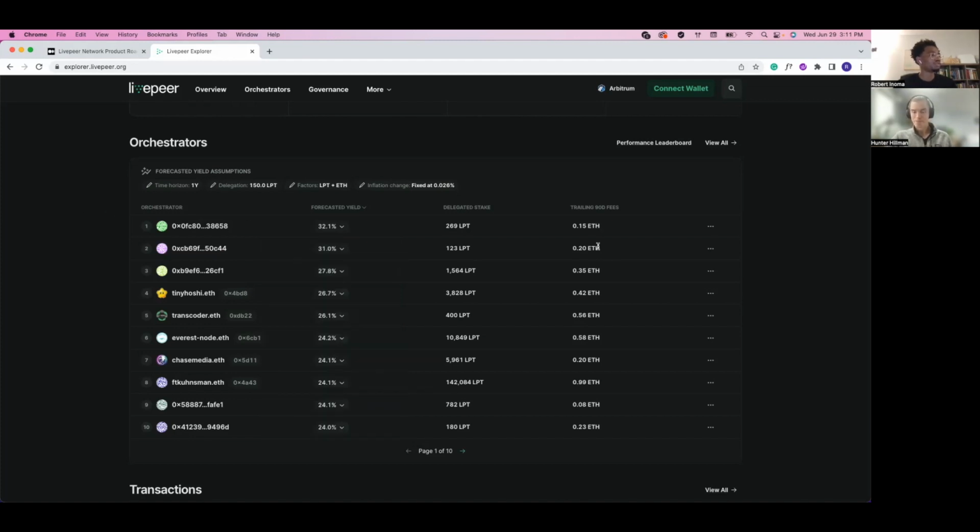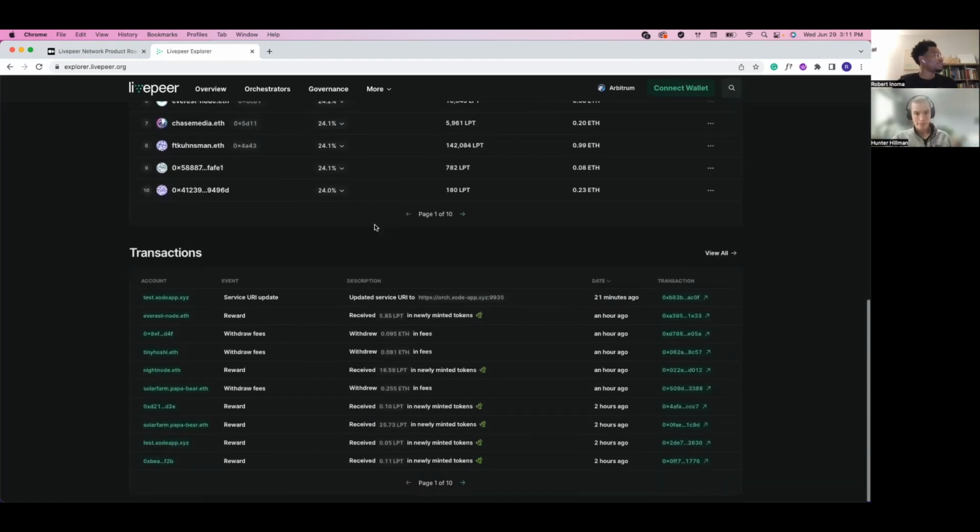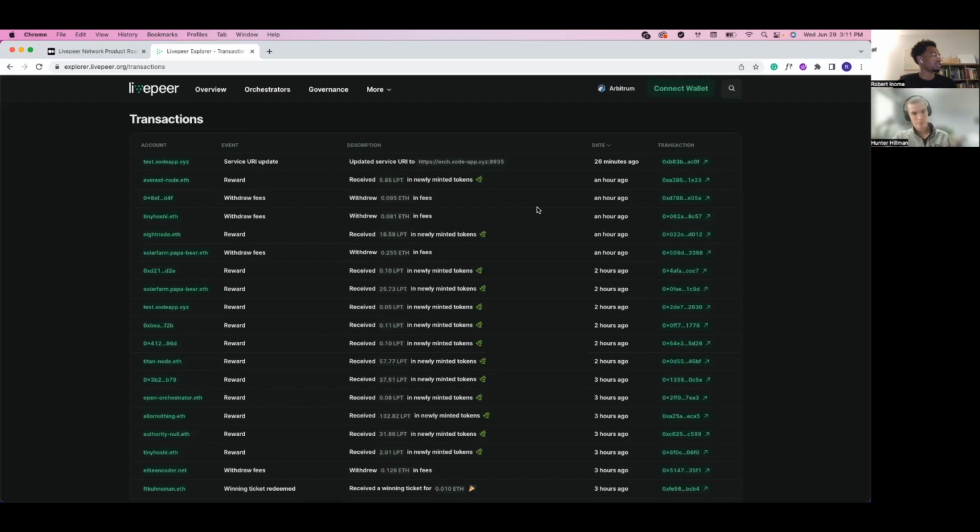Very cool. Finally, we have the transactions page. So transactions is pretty straightforward. It shows all the recent transactions on the network. One question I have is, what sort of transactions are not reflected on here, and what sort of transactions will be reflected on this side of the page?